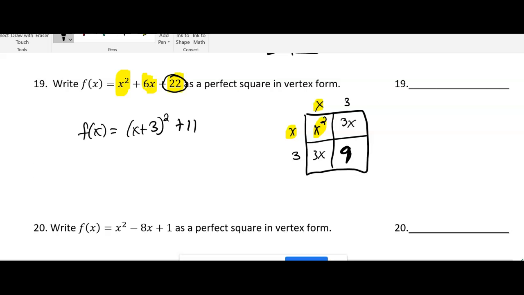But the little shortcut that always works is just going to the constant that we currently have in the original one, and whatever you're given, just finding the difference between that and what we need. If I did 22 minus a 9, that would give us our 11 right away.